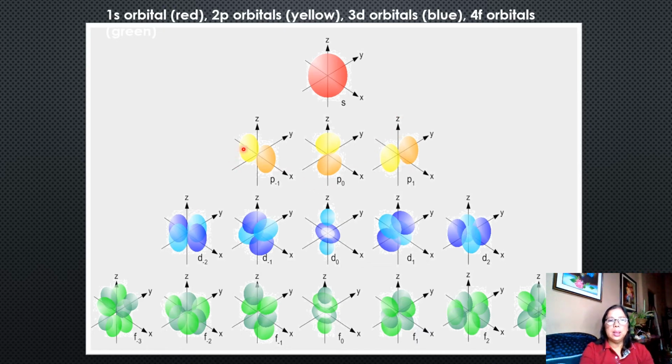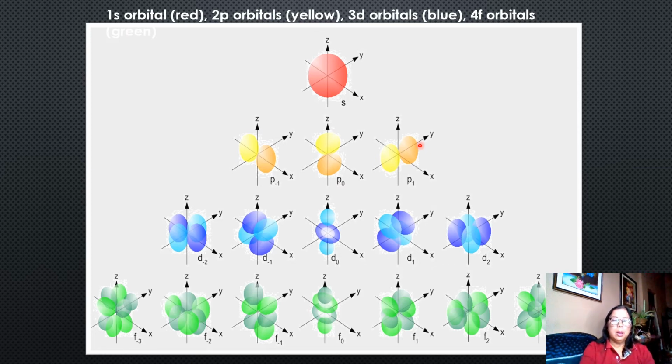So the difference is for p negative 1, the lobes are in the x orbital. For p0, the lobes are found in the z line. And then for p1, the lobes are found in y. So I repeat, x, z, and y. That is the position of the lobes.